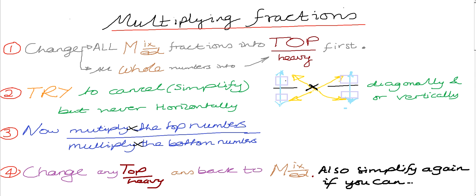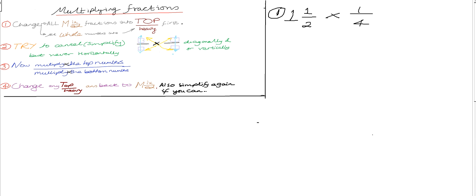Yes. So what we're going to do, I'm just going to pause this for a moment and resize the screen. Right. So we have 1 and a half times a quarter as the first example. Let's follow the rules, which are now reduced on the left hand side so we can still see them. It says there, what's rule number 1? Change all mixed fractions into top heavy, and also change the whole numbers into top heavy.